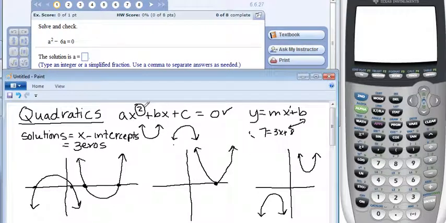So the highest power drives how many solutions we get. Here we're going to get the 2 solutions, and here we're going to get 1, and here we get 0 real solutions. So we can get up to 2 solutions. We're always going to be looking for 2. Sometimes we'll just get the 1. This is a double root.